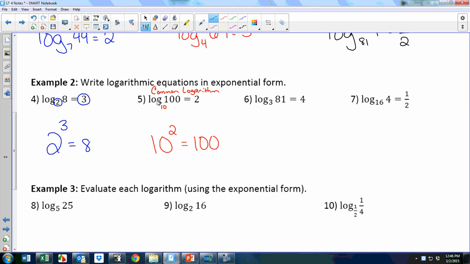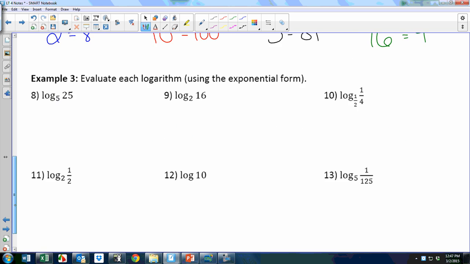All right, moving a little faster. I don't think you really need all of these examples that are in here, okay? 3 to the 4th equals 81. Is that true? 3 times 3 times 3 times 3 gives you 81? Yeah, okay. Last one, 16 to the 1/2, square root of 16 is what that means. Yes, that equals 4. Am I going too fast?